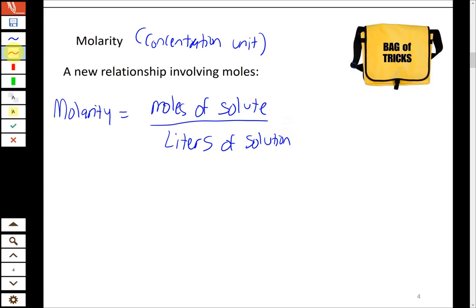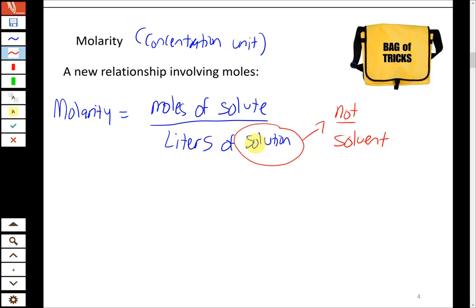And the key thing to realize, which isn't always going to be terribly important, but it is precisely defined in this way, is that this is the liters of the solution you have, not the liters of solvent that you use to define it. Now, in most cases, the volume of water that you use to dissolve something is going to be the total volume of the solution to a good approximation. But in reality, molarity is defined as the total liters of the solution you have.